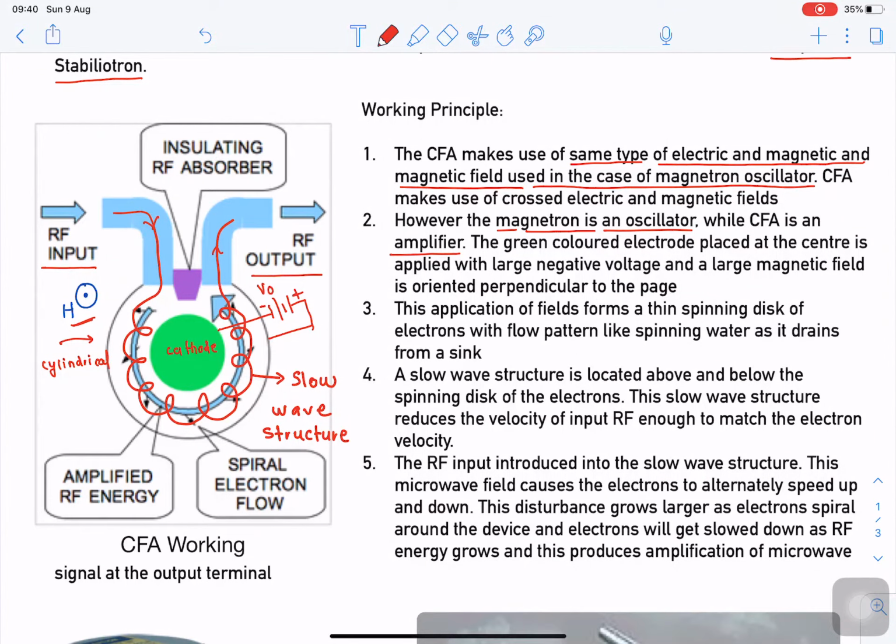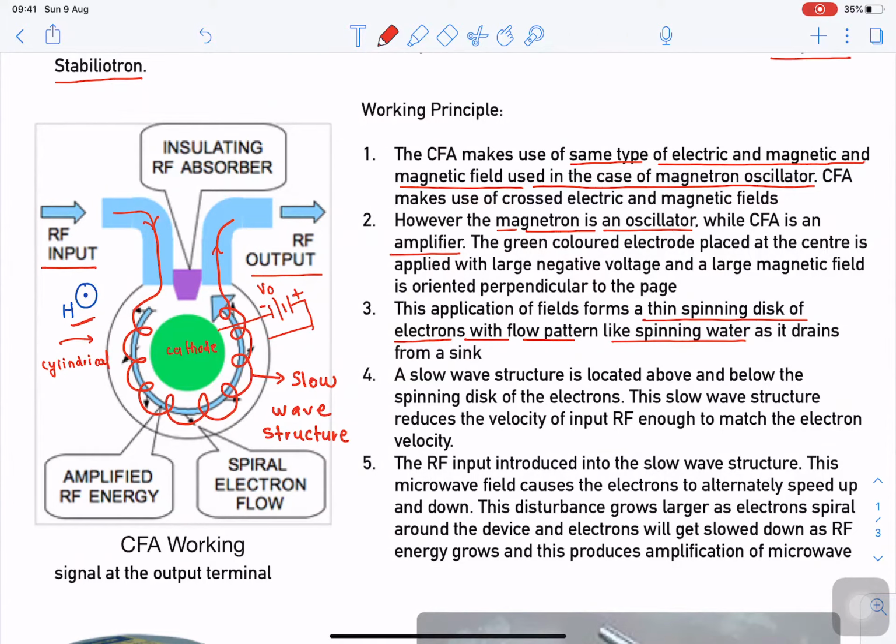This application of two fields is going to form a spinning disk of electrons. When we introduce the RF signal, based on the behavior of the microwave signal, the electron bunching and velocity modulation will take place over the slow wave structure, and it will form a thin spinning disk of electrons, with a flow pattern like spinning water as it drains from the sink.